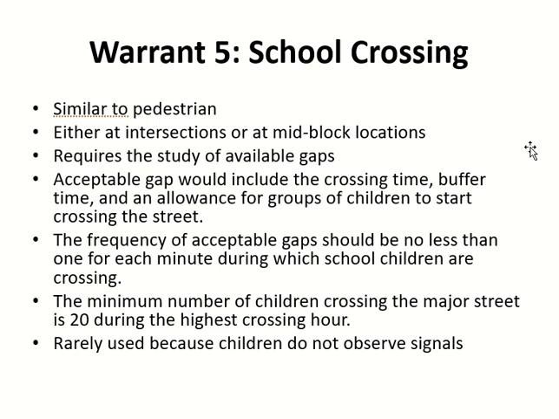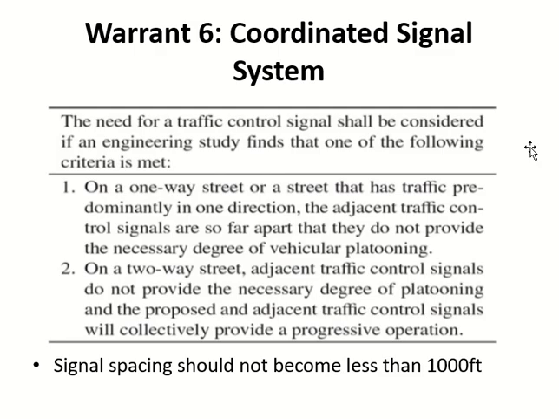Okay, the minimum number of children crossing should be at least 20 in the peak hour. Less than 20, no. And the most important thing is that in some cases you may not go for a signal even after fulfilling the condition, because kids are kids. They see red, they start looking at it, they don't cross.